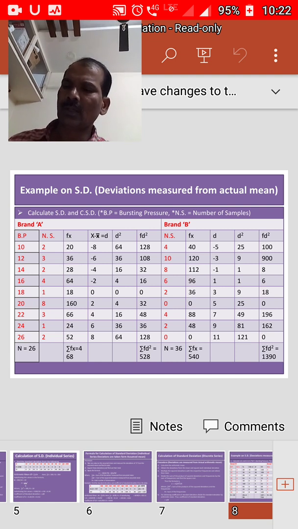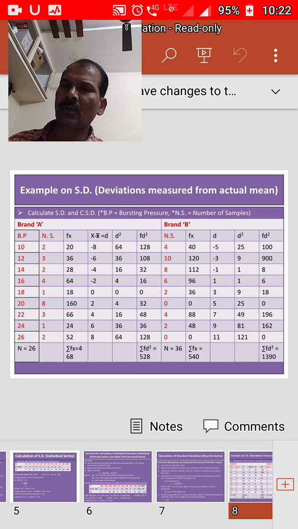Now you need to consider sigma. You got fx. If you summate all this, you will get sigma fx. Sigma fx is equal to 540. Number of observations, that is sum of the frequencies, is 36. Hence, to find the arithmetic mean, sigma fx by n, 540 by 36 is equal to 15. Hence x bar is 15.